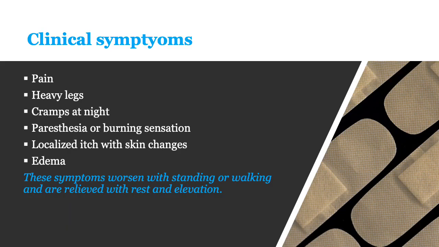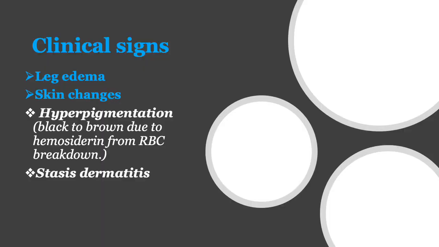Now, what are the clinical symptoms of CVI? First, pain, heavy legs, cramps at night, paresthesia or burning sensation, localized itch with skin changes, of course, edema. These symptoms worsen with standing or walking and are relieved with rest and elevation. These are the main clinical symptoms of CVI. Now, what are the clinical signs of CVI? First clinical sign is leg edema.